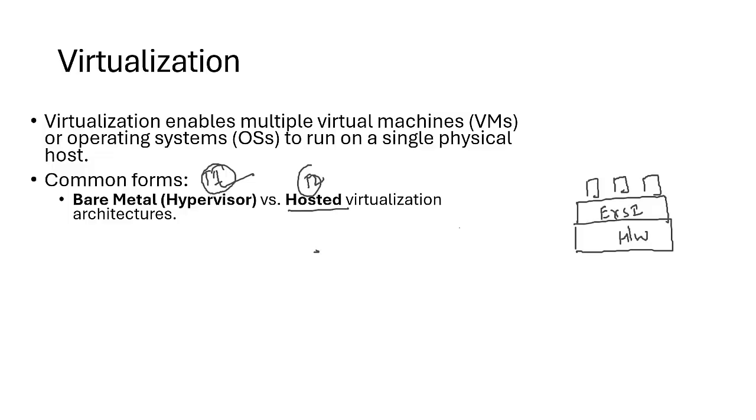But the hosted one is called Type 2, where we have a hardware. Then I install Microsoft or Linux. Then I install VMware Workstation. And then I run the multiple machines. It is called Type 2 because we have a layer 1 and a layer 2.